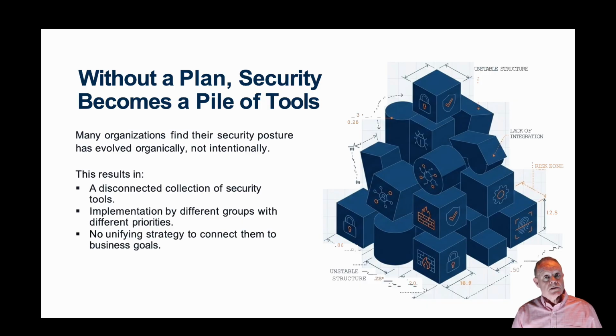This is what that looks like structurally. Controls don't integrate, data doesn't flow, identity, network, and application security operate independently. From a board perspective, this is the danger zone as risk becomes invisible. You can't govern what you can't see.